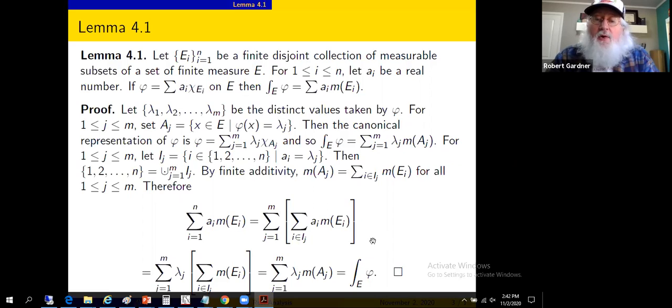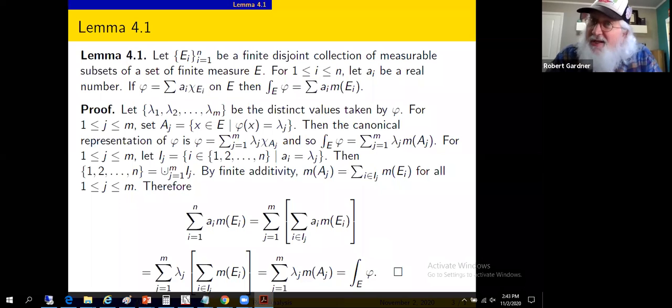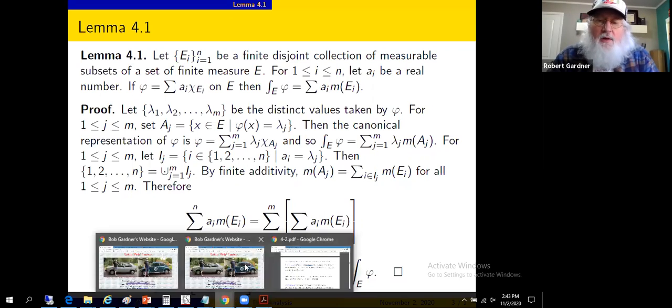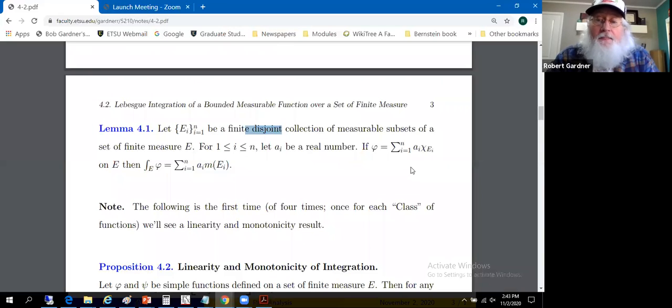All right, so this allows us to express integrals of simple functions even when the functions aren't given a canonical representation. They're not just given any old representation. We still have the disjointness on those sets, but they're given a representation that may not be the canonical one. Here's why we need that.